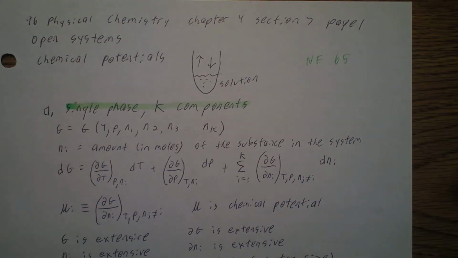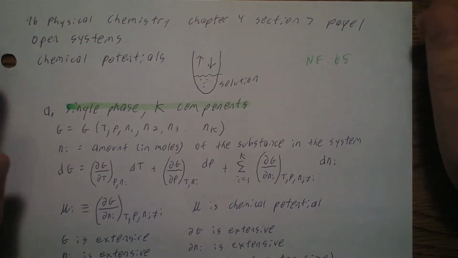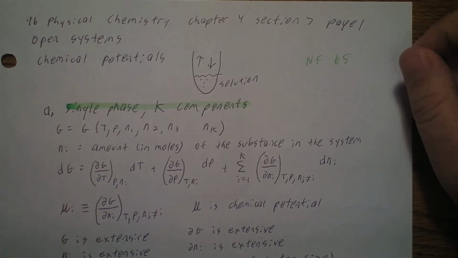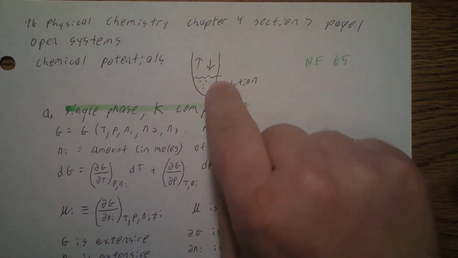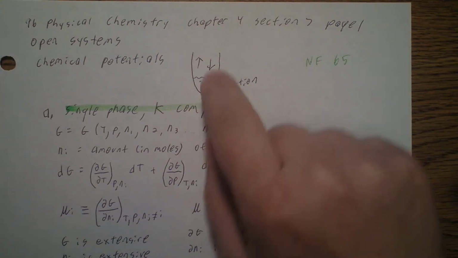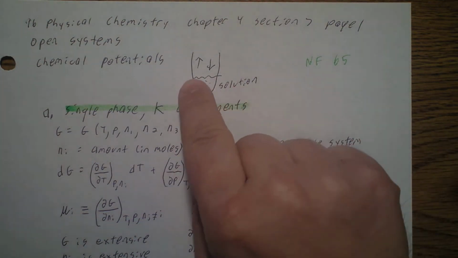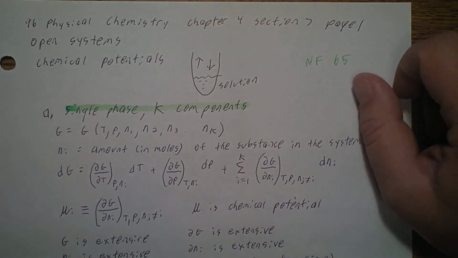Continuing on physical chemistry, chapter 4, we're in section 7 now. Now we're going to talk about open systems and chemical potentials. Here's a beaker, we have a solution of some sort, and notice this is an open system, so that matter can get out, matter can get in.